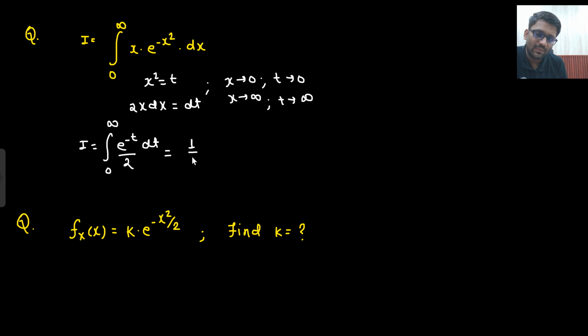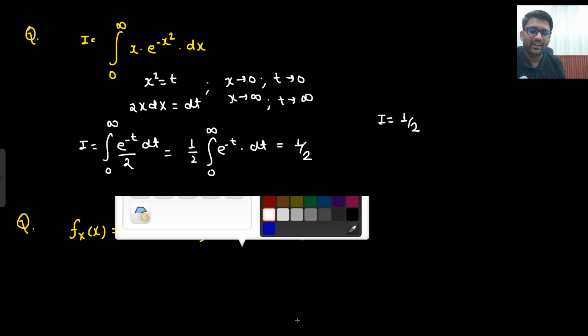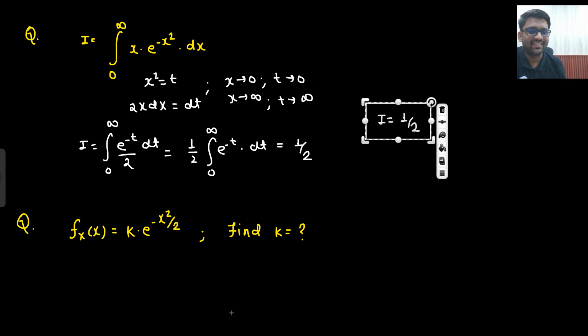So 1 by 2, integral from 0 to infinity, e to the power minus t dt. So the answer will be 1 by 2. So the answer of I is 1 by 2. So needlessly, don't start comparing anything, okay? We don't need to put any pressure on our brain that this thing should happen, that thing should happen. Simply you need to integrate here. Simple integration is very easy here, right? Job done.